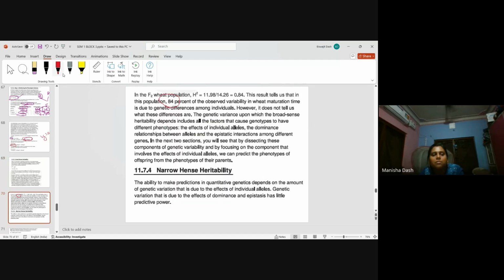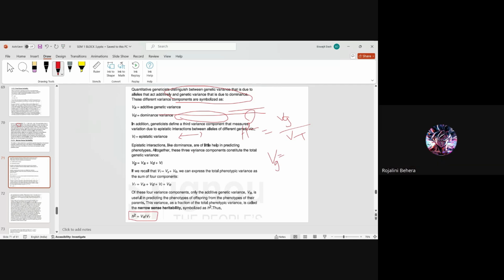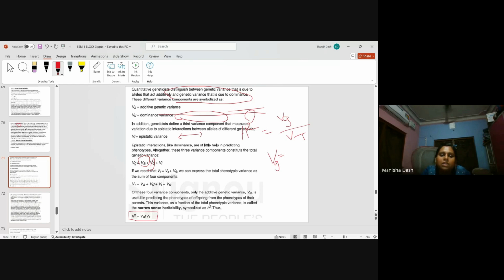Then comes another term called narrow sense heritability. The narrow sense heritability is actually the ratio of the phenotypic variance due to the additive effect of the gene or alleles divided by the total phenotypic variance. Again, the genotypic variance can be calculated by considering three components, that is the additive effect, the dominance effect, and the epistatic effect of the genotypic component.